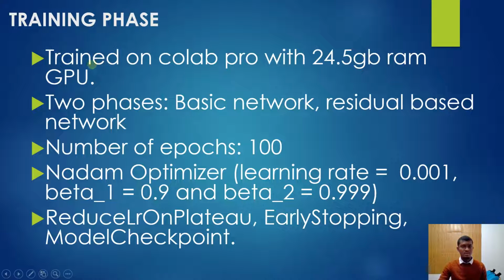For the training phase, this is the environmental setup. We trained our models in Google Colab Pro with 24.5 GB RAM available. We did it in 2 phases. First, using a basic network without residual blocks, and then the proposed network. All the networks were trained for 100 epochs, and we used the Adam optimizer to train these models with those parameters. And then we used some callback functions to monitor the training.